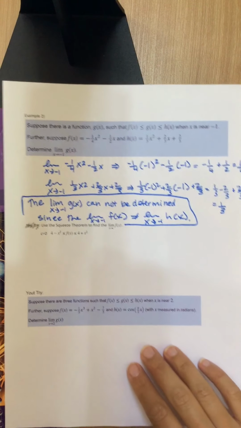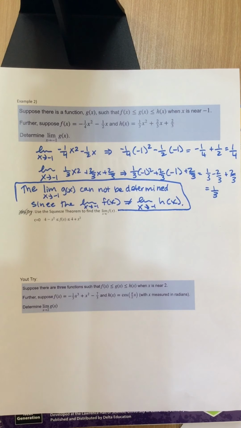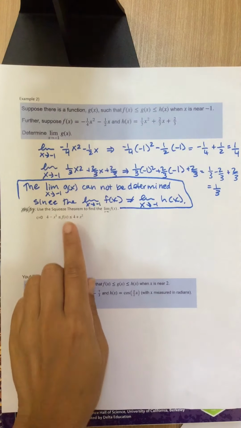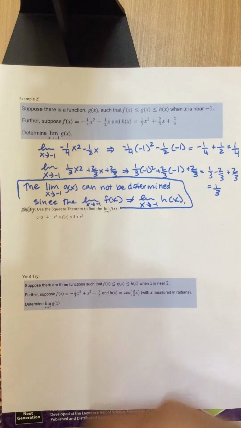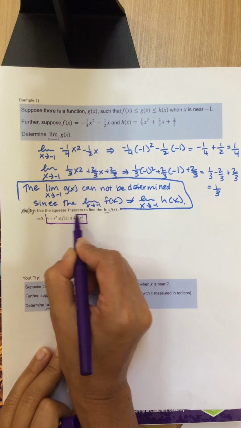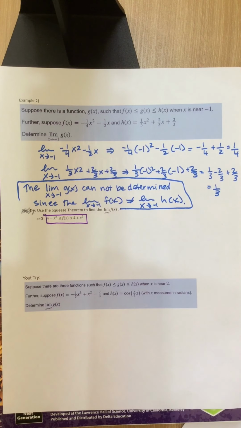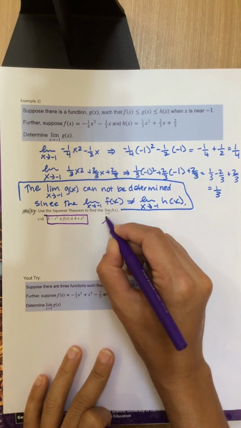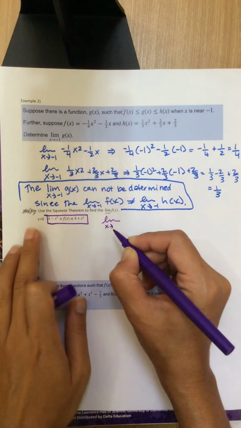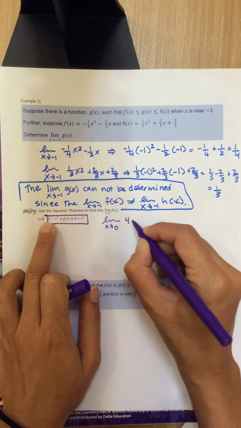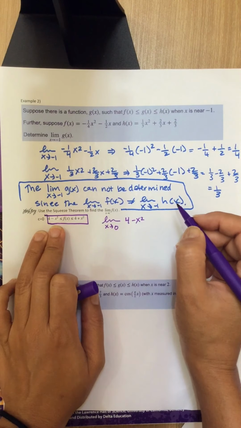All right, one more example. Use the squeeze theorem to find the limit as x approaches c of f of x. And they just tell us f of x is in between these two functions. Let me just box that in. It says f of x is between these two functions and that c is 0. All right, so let's figure it out. Let's find the limit as x approaches c, which is 0, of 4 minus x squared. Let's do this side first.